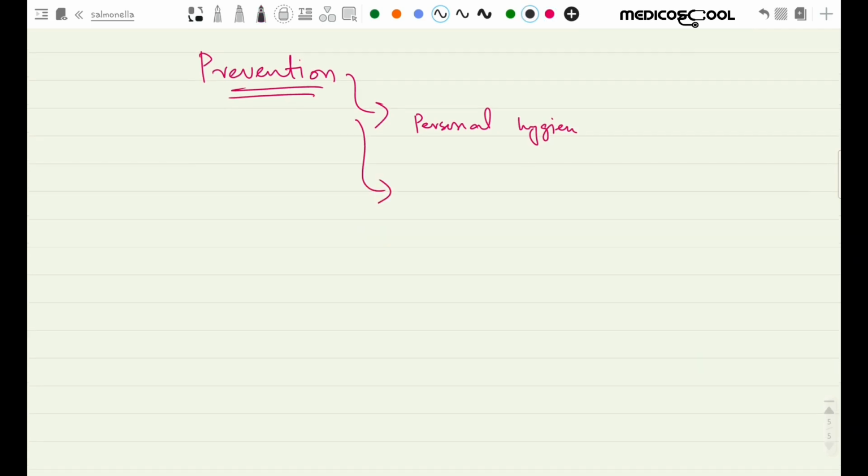Now, how to prevent the disease caused by Salmonella? The first one, obviously, is personal hygiene. And the second one is vaccination.